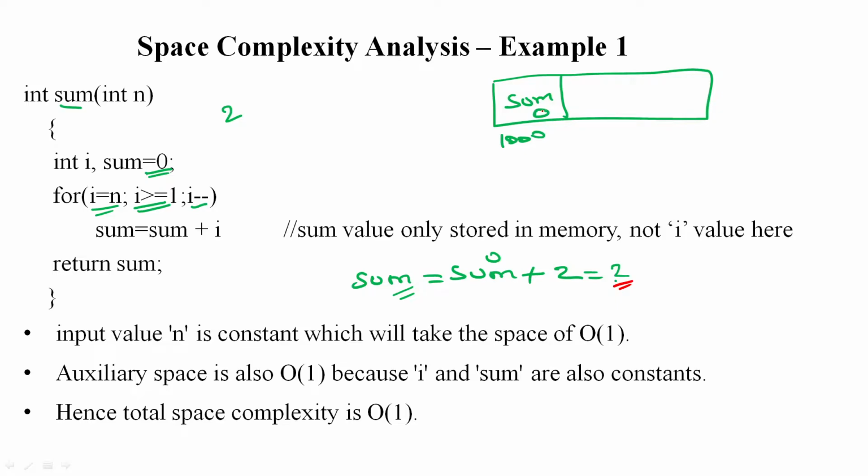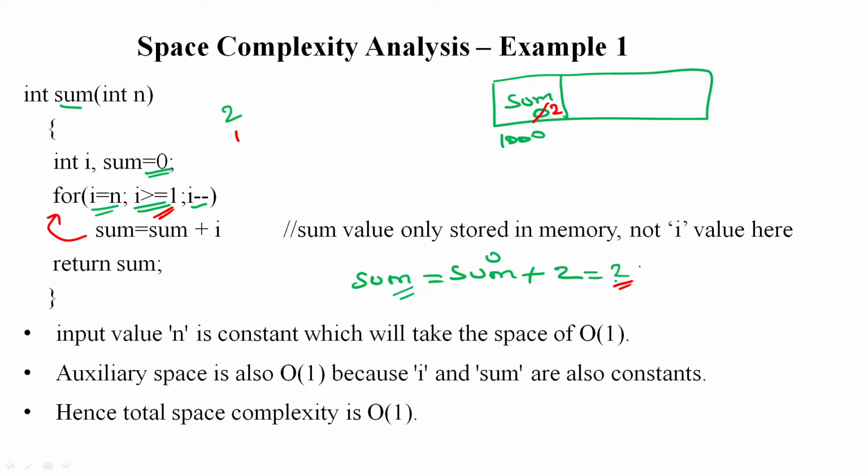So now the 2 is overwriting in the same memory location 1000, the variable stored in that location, sum, right? Then I is decremented, it is going back. Now the I value is 1. So the condition 1 greater than or equal to 1 is true. Now it is coming again, sum equal to sum plus I.